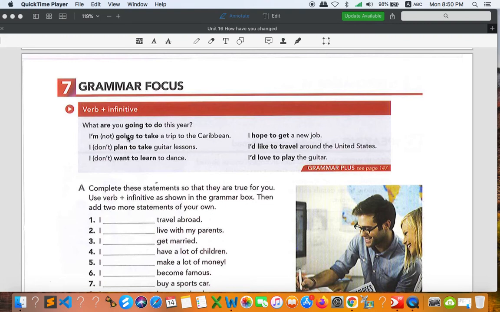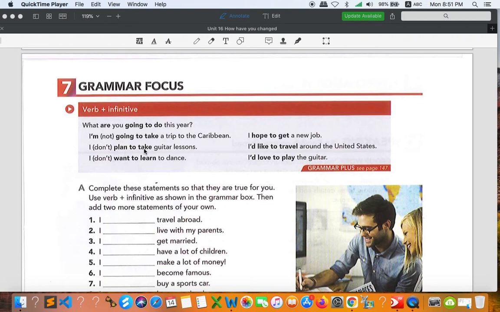You can use the same tense or same grammar point, which is be going to. You can say I'm going or I'm not going to take a trip to the Caribbean, all right? Or if you don't want to use be going to, you can use plan to. You can say I plan to take guitar lessons. So we also use plan to talk about the future. That's not all. We also have want. So you can say, I want to learn to dance. So we have verb plus infinitive, like want to learn, plan to take, just as examples.